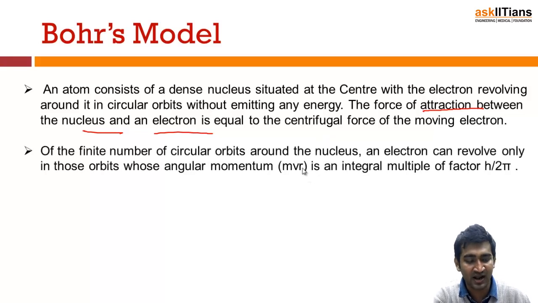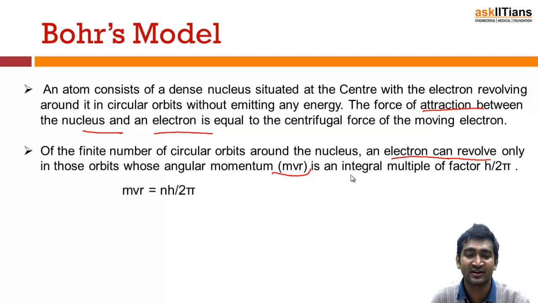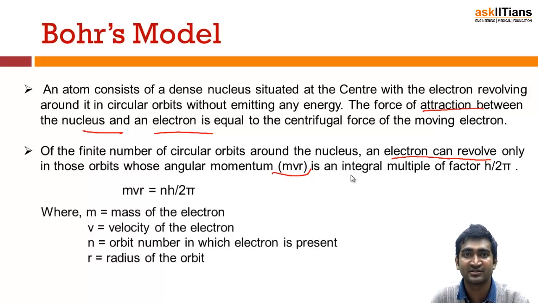And what were those paths consisting of? Electrons can revolve only in those paths whose angular momentum, mvr, is an integral multiple of h by 2 pi. That means mvr is equal to nh by 2 pi, where m is your mass, v is your velocity, r is your radius, okay, n is the orbit number.